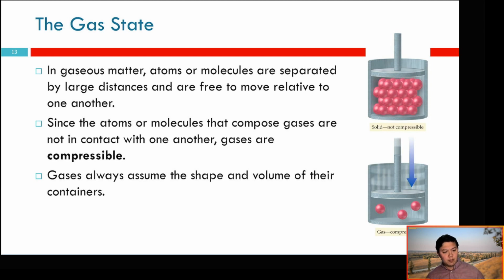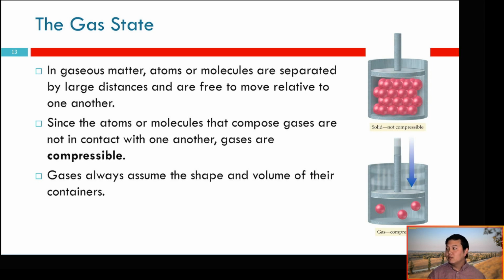And because there's no actual contact between those atoms, that's why gases are compressible. That's why you can fill a balloon. That's why you can, well, I don't know if any of you use an AeroPress, but in an AeroPress, you're compressing gases, creating pressure, and forcing your water out. And then gases always assume the shape and volume of their container.